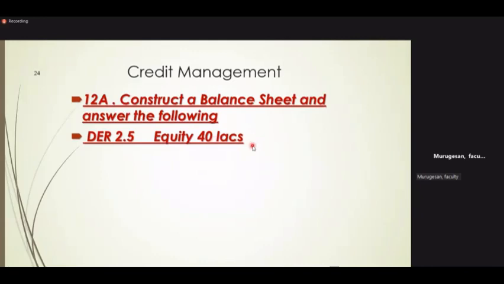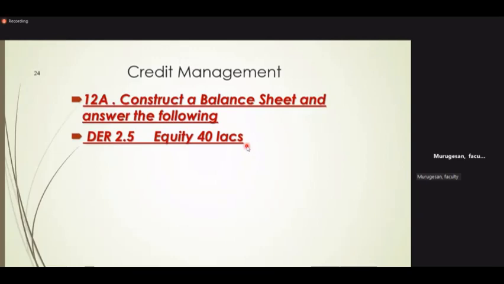Now immediately you can tell what is debt in this example. Debt is nothing but NCL. Take a small notepad by your side. Equity is 40. So NCL will be how much? The debt equity ratio is 2.5, so 2.5 into 40 is 100. What is D? Long-term loans, that is NCL. Long-term loan divided by 40, let the long-term loan be X. X divided by 40 is equal to 2.5. So long-term debts, NCL, is equal to 40 into 2.5, that is 100. So one answer we got.